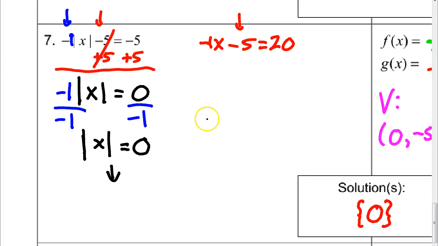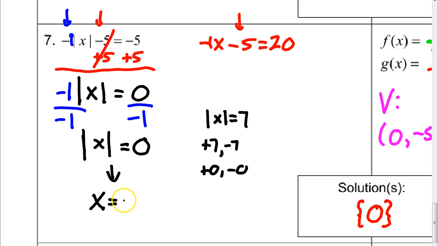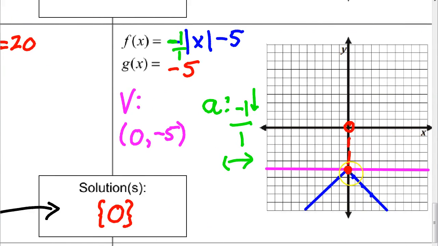Right? So before we had something like this equaled 7. Well, the absolute value of +7 and the absolute value of -7 both equal 7. But here it's different because there's no such thing as a +0 and -0, right? There's only 0. So that's how we get only one solution, because there's no positive and negative of 0. It's just a 0. So x equals 0, that's our only answer here, which matches the graph. It only intersected one place, and that's at 0.